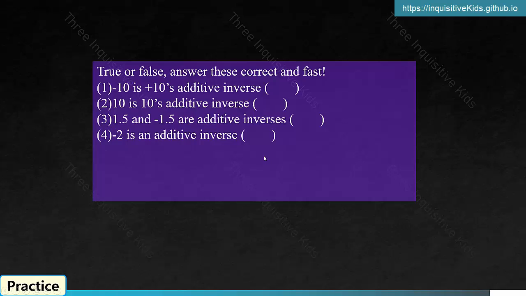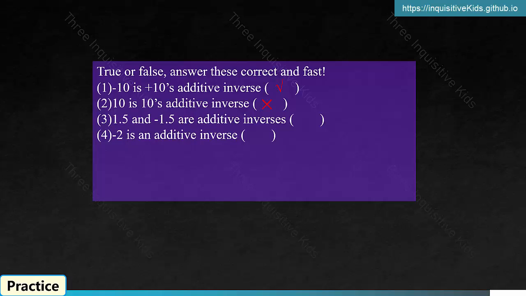Okay, now I have to answer these questions if they're correct or incorrect. Negative 10 is 10's additive inverse. This is correct because they both have the number 10, but it's just the sign in front of them that's different. 10 is 10's additive inverse. This is wrong because they don't have different signs.